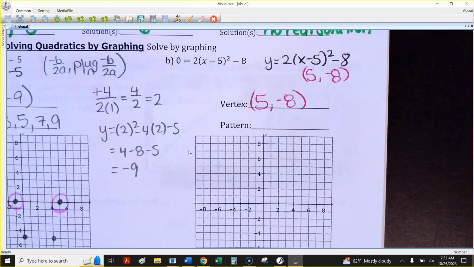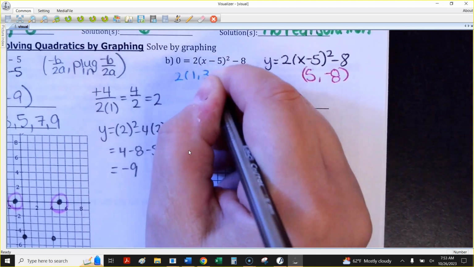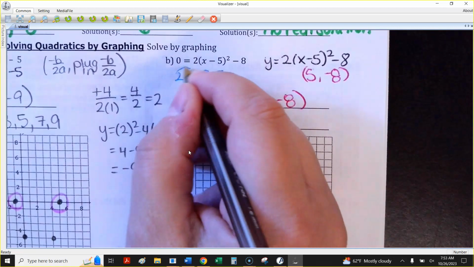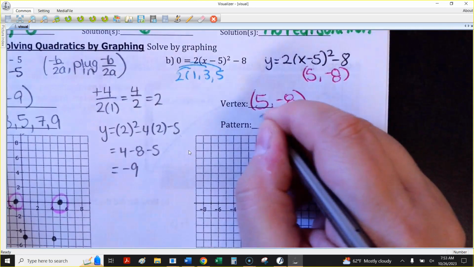What would my pattern be? 2, 6, and 10. There you go, 2, 6, 10. If you forget, all you have to do is take your a value and multiply it. The a value in vertex form is just right in front of the parentheses. Take your a value, multiply it by that 1, 3, 5 pattern. That's how it alters how you graph the parabola. So this one would be 2, 6, 10.